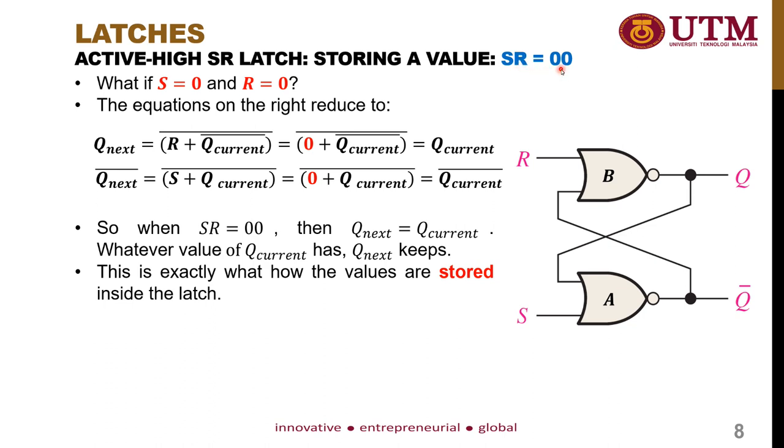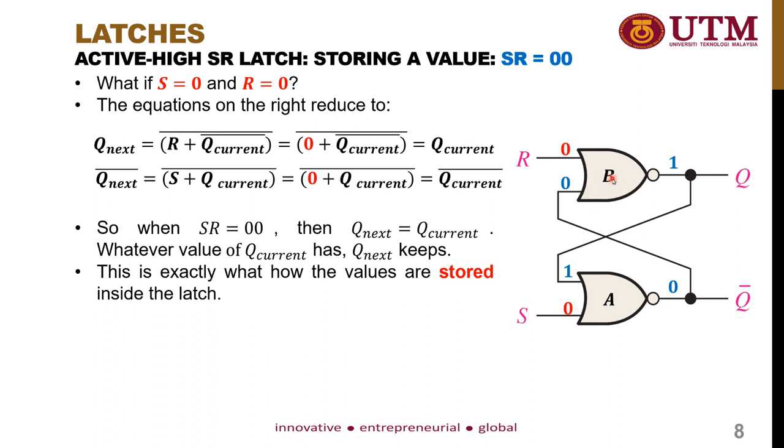First, we need to set the value of S and R. S equals 0, R equals 0. And then let's say the current value of Q equals 1 and the current value of Q bar equals 0. The value of Q will go towards the input of NOR gate A, and the current value of Q bar will go towards the input of NOR gate B.